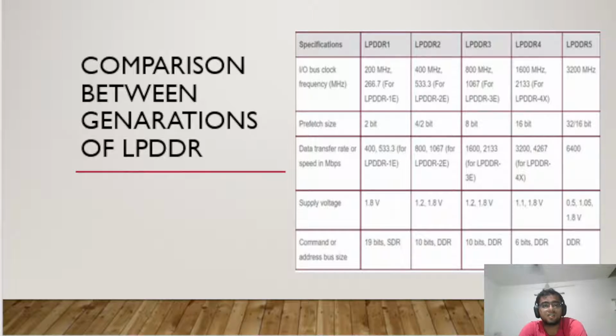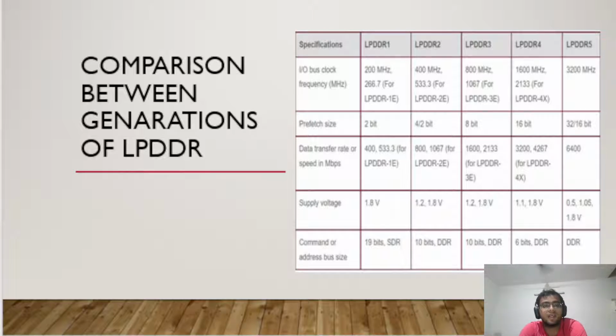Prefetch size. Prefetch size in LPDDR1 is 2 byte, in LPDDR2 4 to 2 byte, LPDDR3 is 8, LPDDR4 16, and LPDDR5 32 to 16 bits. Right? The data transfer rate, as we have seen earlier, is the following: 400, 800, 1600, 3200, 6400 MT per second. Then supply voltage, as I told you, has gradually decreased.